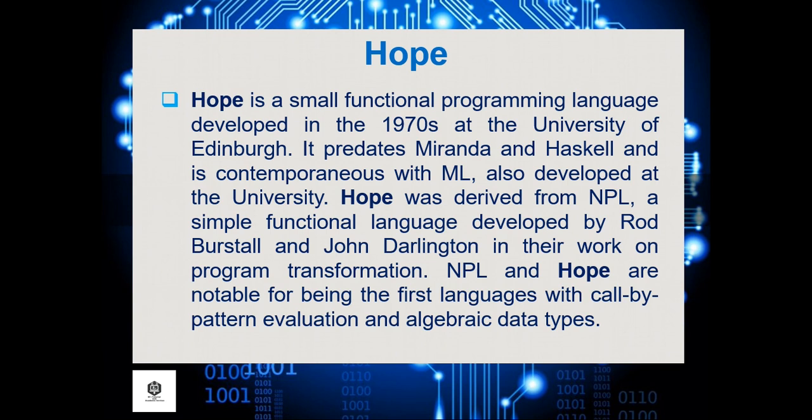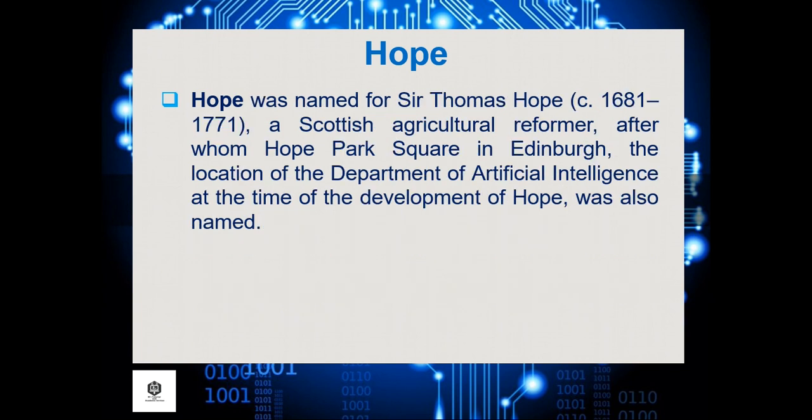Hope is a small functional programming language developed in the 1970s at the University of Edinburgh. It predates Miranda and Haskell and is contemporaneous with ML, also developed at the university. Hope was derived from NPL, a simple functional language developed by Rod Burstall and John Darlington in their work on program transformation. NPL and Hope are notable for being the first languages with call-by-pattern evaluation and algebraic data types.